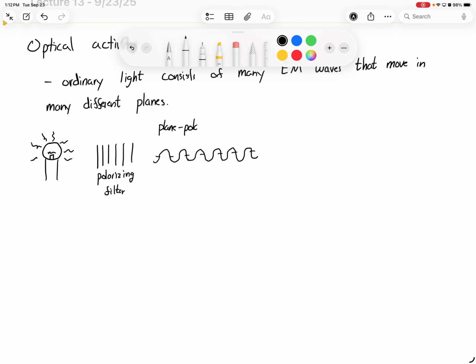Plane polarized light. Okay, so remember, these waves can come in many directions. We polarize it to one specific plane, okay? We then run it through our chiral sample. So your molecule, your enantiomer here, is a chiral sample.